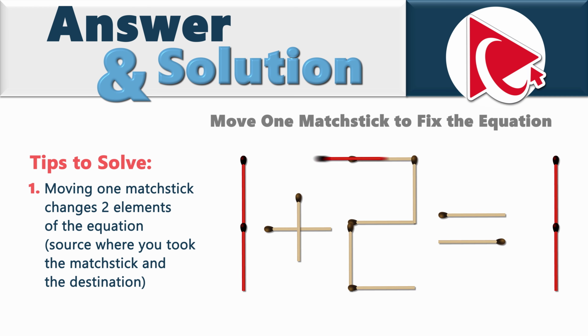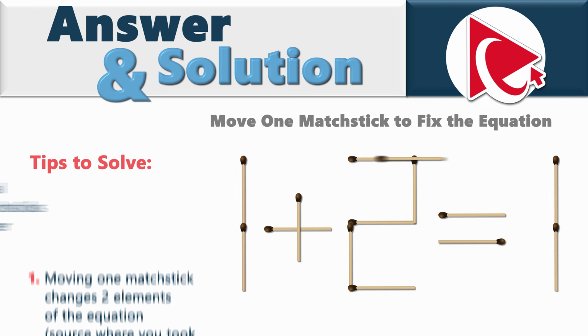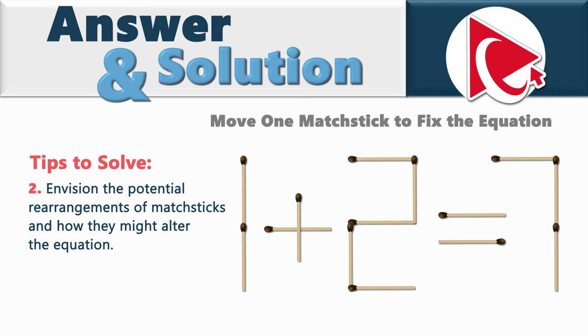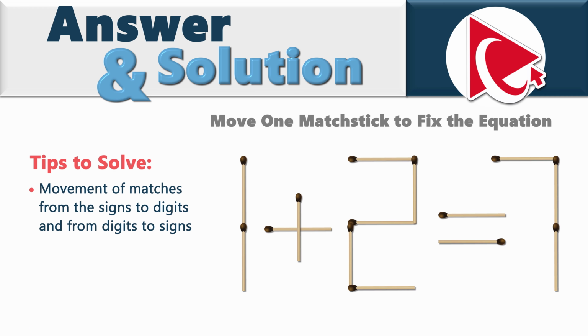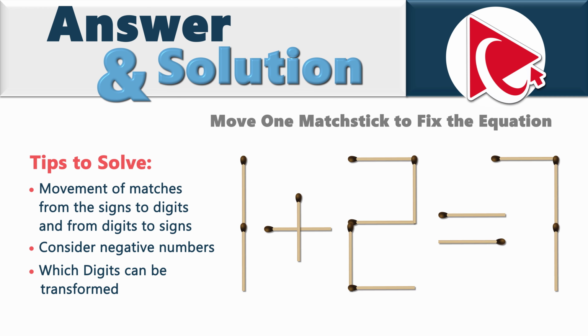Number one is that moving one matchstick changes two elements of the equation: source, where you took the matchstick from, and the destination. To solve it effectively, you need to envision the potential rearrangement of matchsticks and how they might alter the equation. There are three important rules there. Consider movement of matchsticks from the signs to digits and from the digits to signs. Consider negative numbers. And last but not least, consider which digits can be transformed.